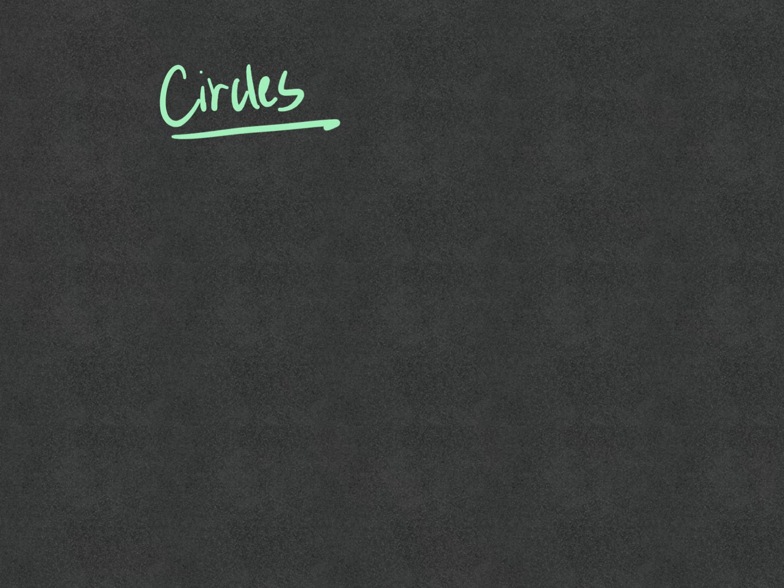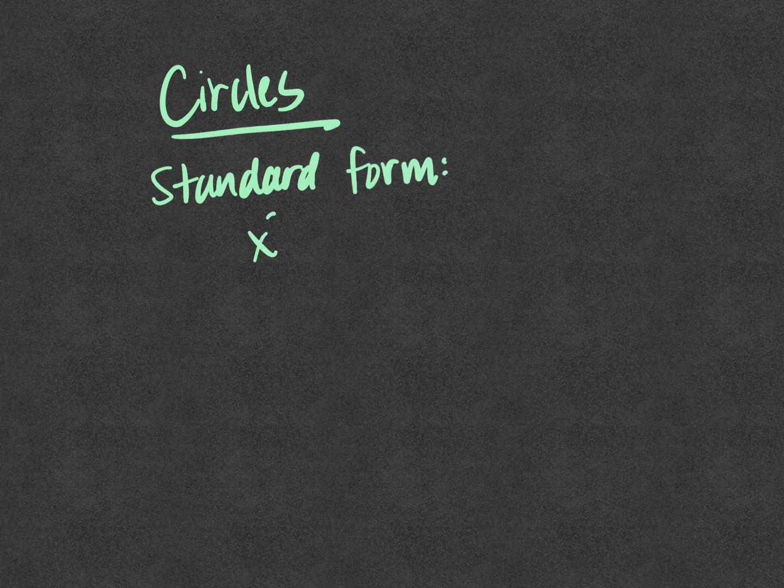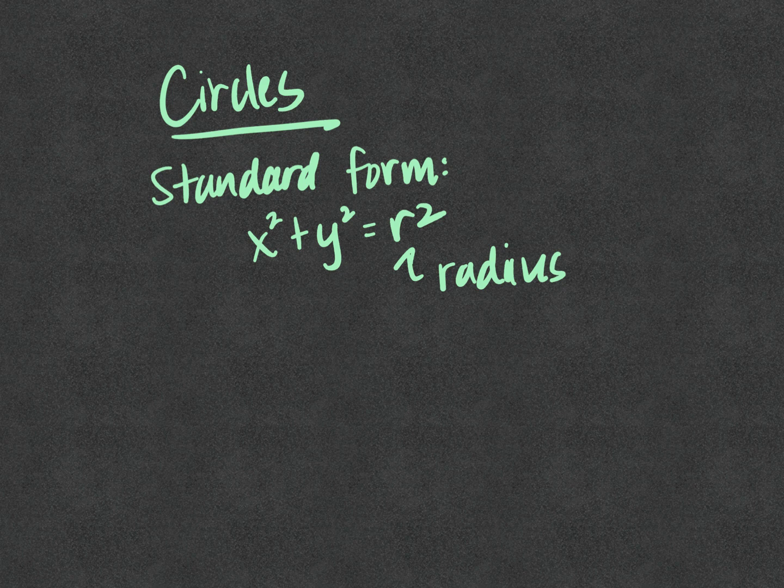So for circles, you need to understand the basics of a circle. So let's start with the standard form. The standard form of a circle, just the basic set, is x squared plus y squared equals r squared. Now, the r stands for the radius, and this is a circle. This is standard form as it says above.